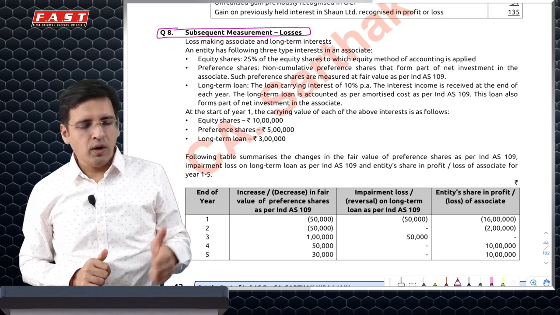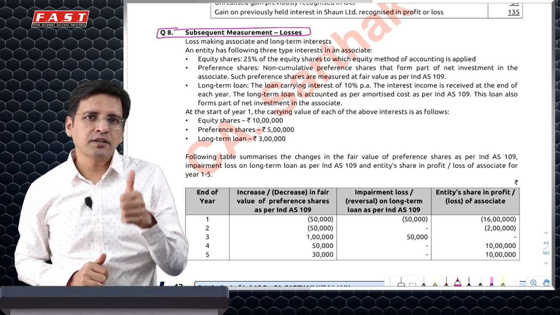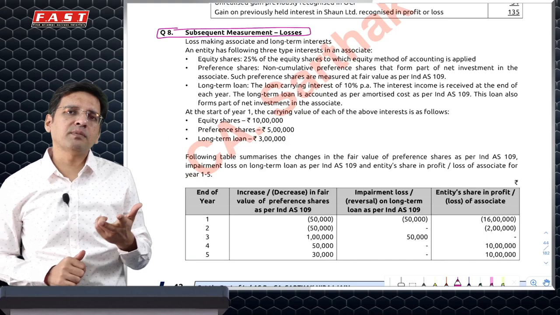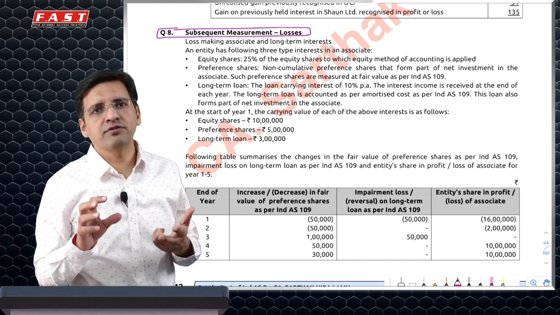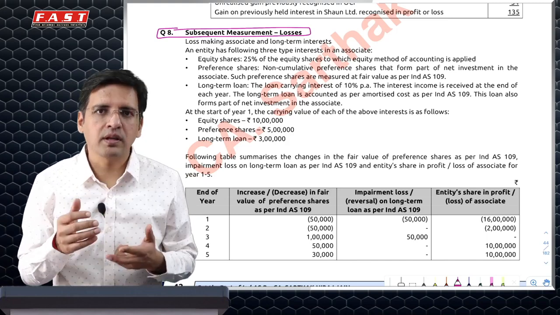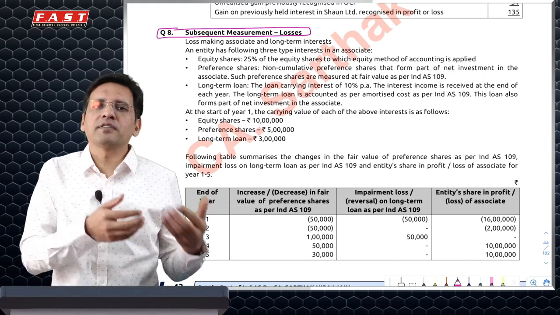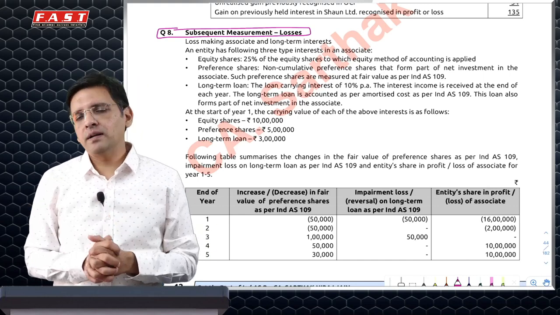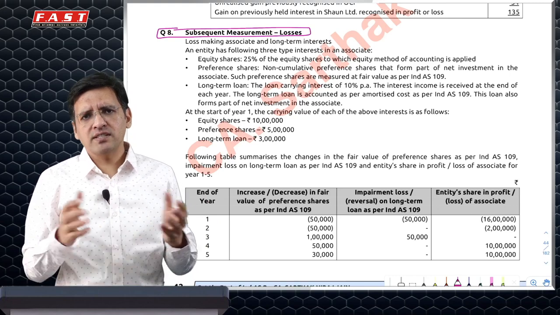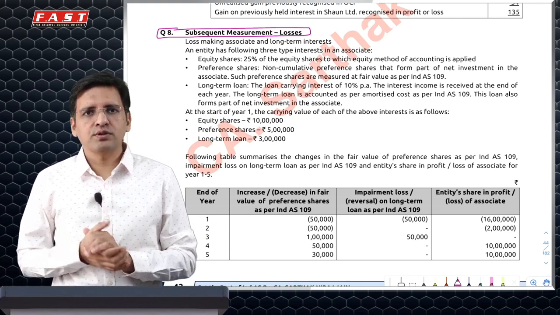Meaning point number 1, in case of investment in associate, share in losses of associate, maximum to the extent of the investment which you have made is what you will recognize, not beyond that, unless and until you have an obligation that you have given a guarantee or a partly paid share exists and you'll have to repay, which is normally not the case in this question.